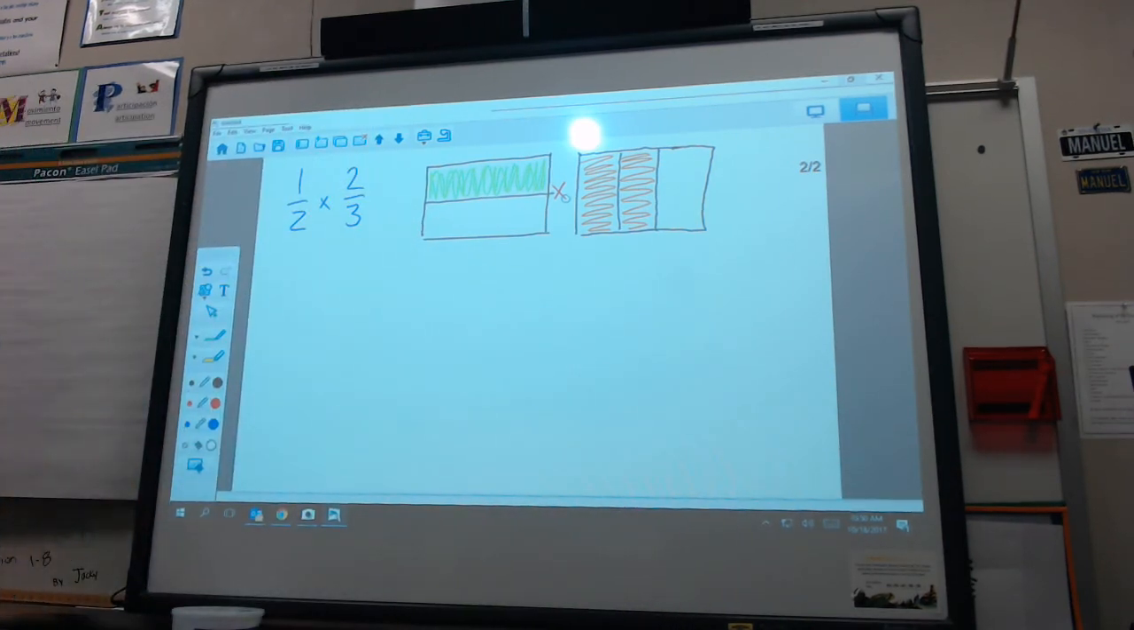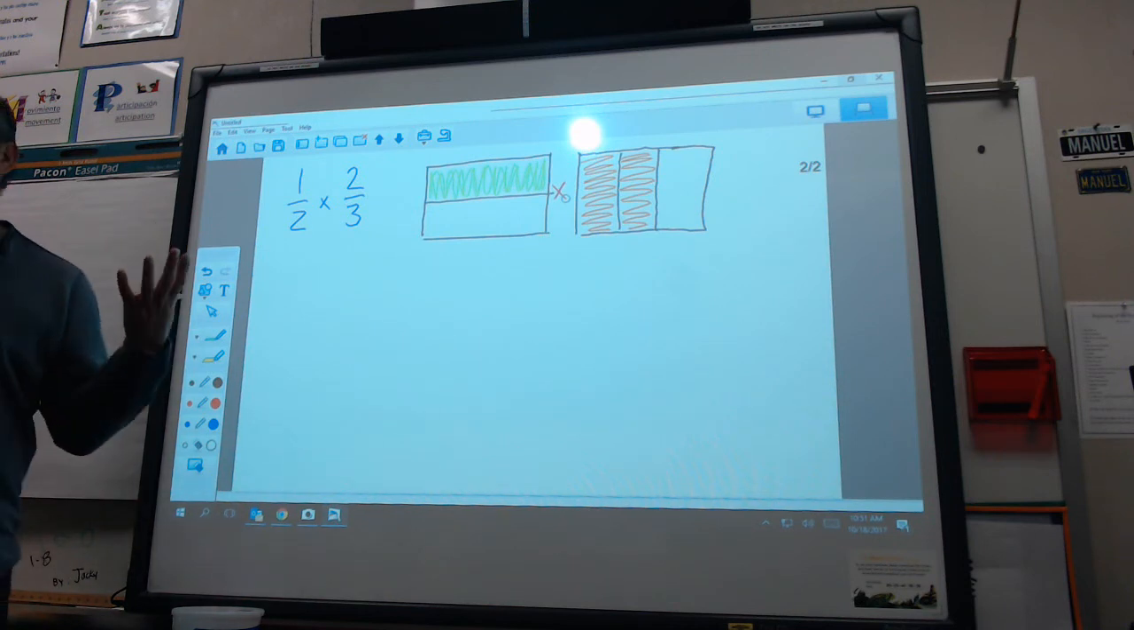Who can tell me what the answer is just by multiplying in their head? Enrique. 1/3. No. 2/6. Actually, you know what? 2/6. 1/3 is right. Give me 5. He's right because he simplified. He was ahead of me. Yeah, 1/3. All right. So we know that the answer is gonna be 1/3.